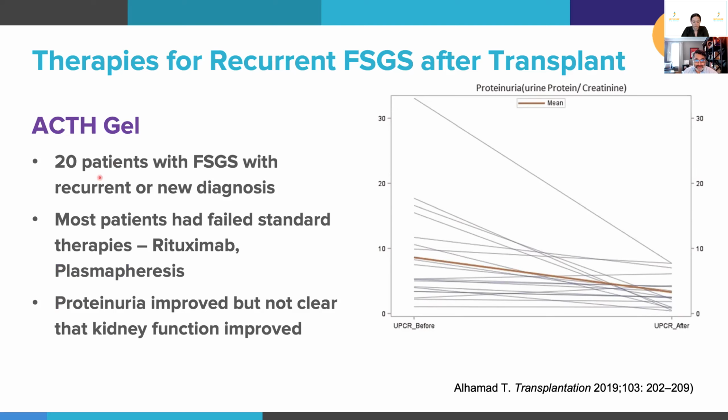This is a case series of 20 patients who had FSGS, who had either a recurrence or a new diagnosis. Meaning they either had FSGS before their transplant and, when the end-stage kidney disease got a transplant, or they didn't have FSGS pre-transplant but had some other form of kidney disease and then developed FSGS in the transplant. So it is a mix of patients. Most of these patients have already failed other standard therapies, including rituximab or plasmapheresis. With treatment with ACTH gel, they did see an improvement in protein spilling for a large majority of the patients that were reported here.